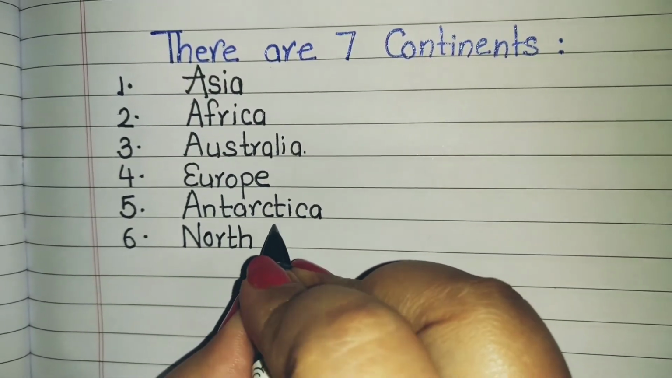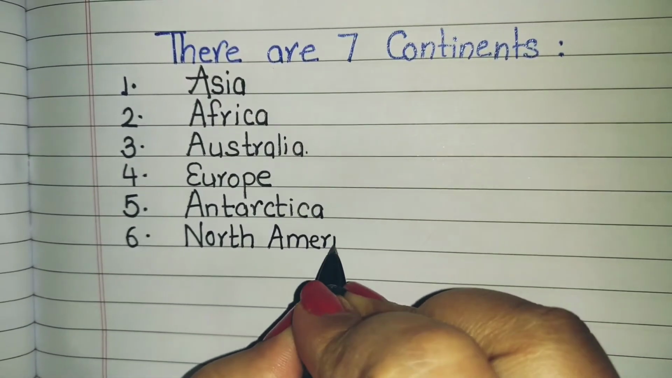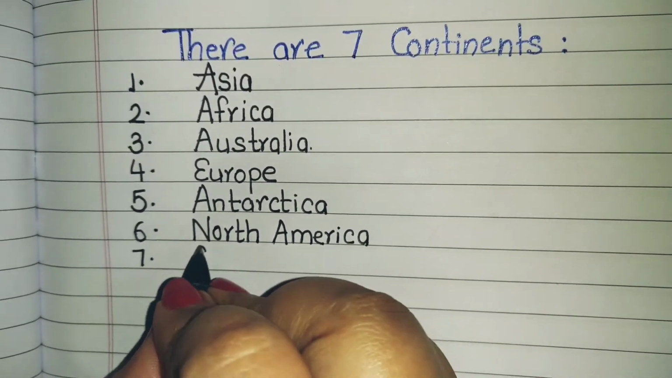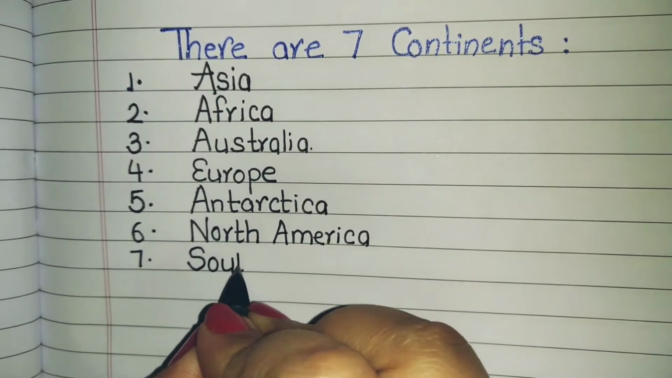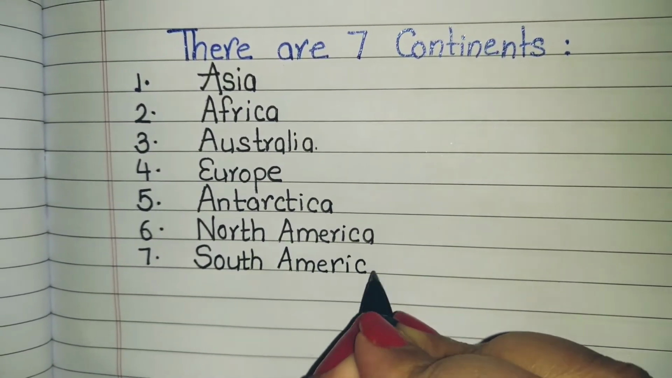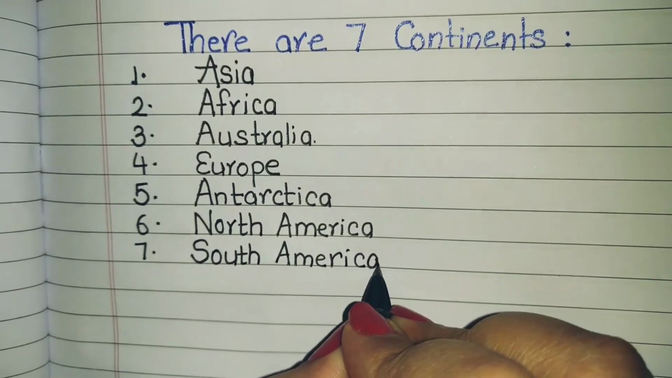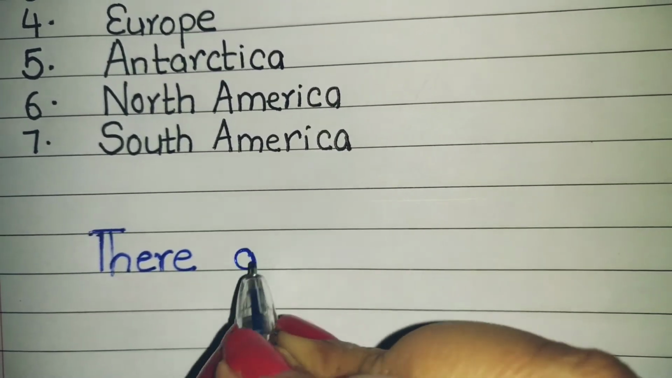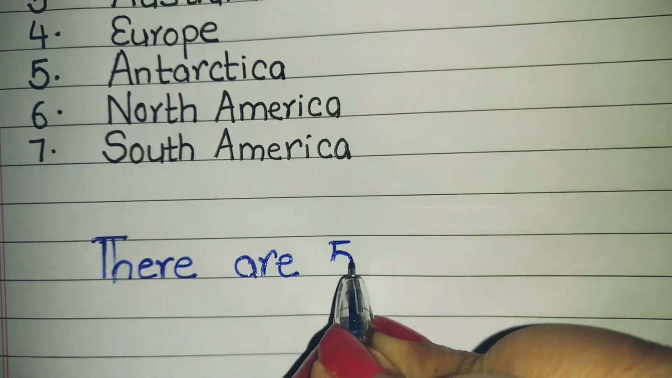Number 6, North America. Number 7, South America. So these are the 7 continents. Now we will learn and write about oceans.